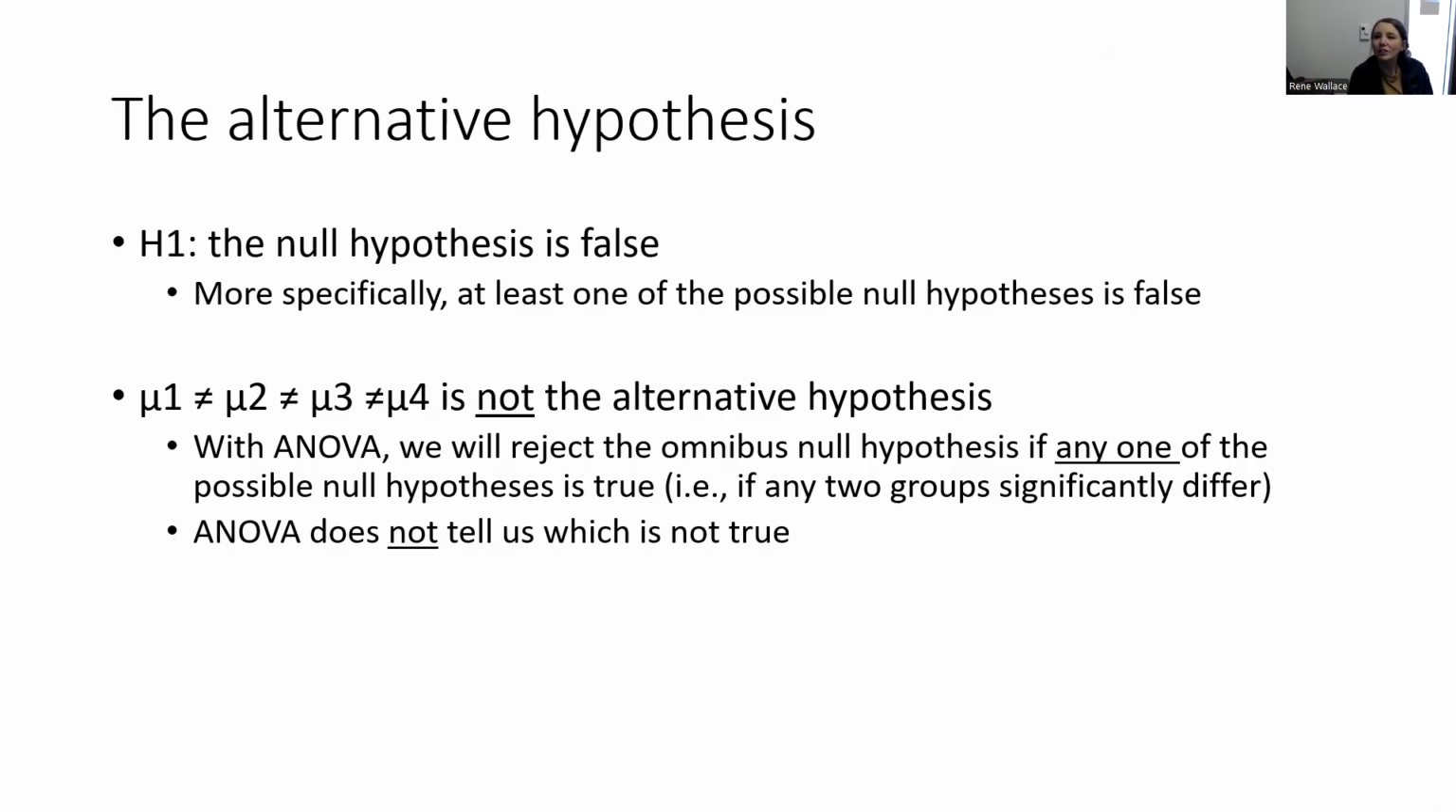But ANOVA doesn't tell us which one isn't true. It'll just tell us if it's not true, but it won't tell us which one it is. It won't tell us which one was the most significant or which one was the most different or had the most increase or whatever. It just tells us that there was a difference.